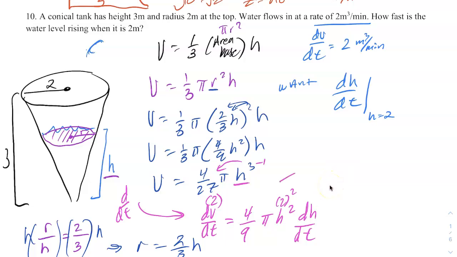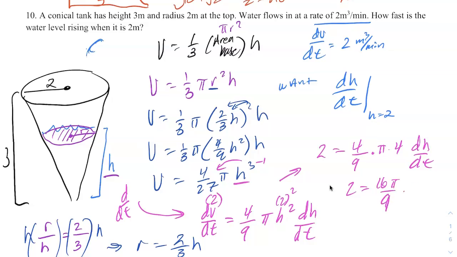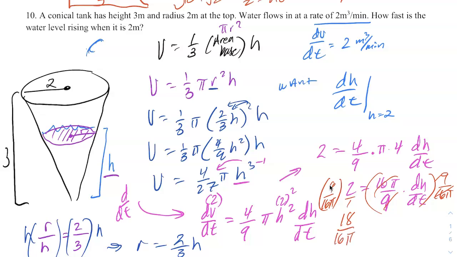So, do a little algebra. 2 times 4/9 times pi times 4 dh/dt. I get 2 equals 16 pi/9 times dh/dt. I'll multiply by the reciprocal here. So multiply both sides by 9/16 pi. I get 18 over 16 pi. Or if you want to reduce that, divide by 2. 9 over 8 pi.